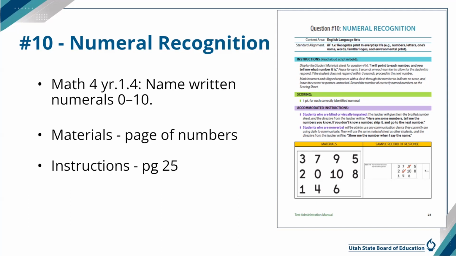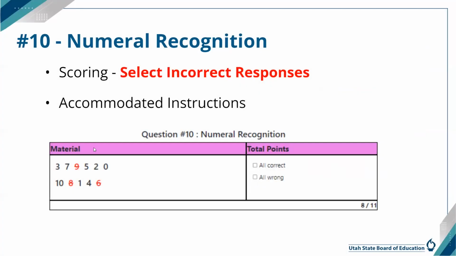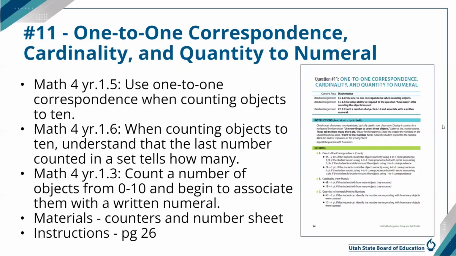And you're just going across on each row of the numbers on the page. On the paper, you just put a line through any numbers the student got incorrect. And then you're going to do the same thing, select incorrect responses on the Data Gateway. And again, you can select all correct or all wrong for that student. Any questions around numeral recognition? It's a pretty straightforward item.